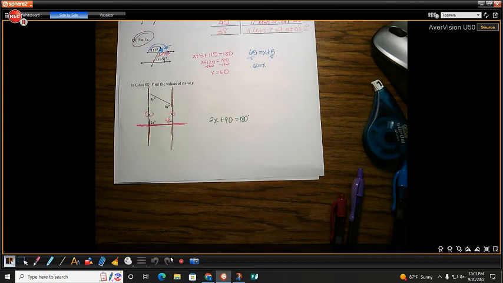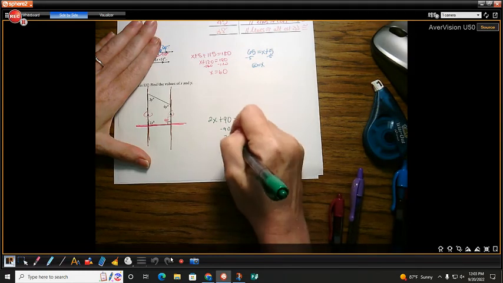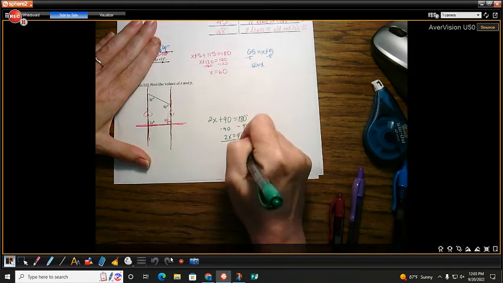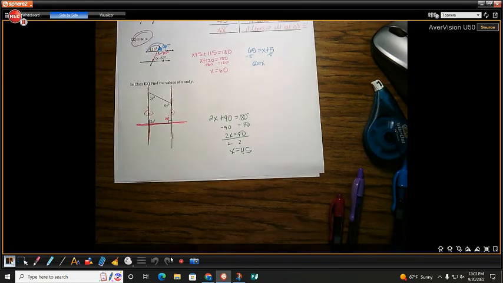Oh, that's you. Okay. So then you could do the algebra, and x would have to equal 45. Okay?